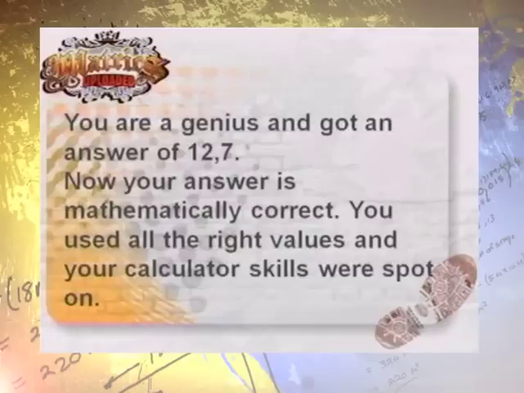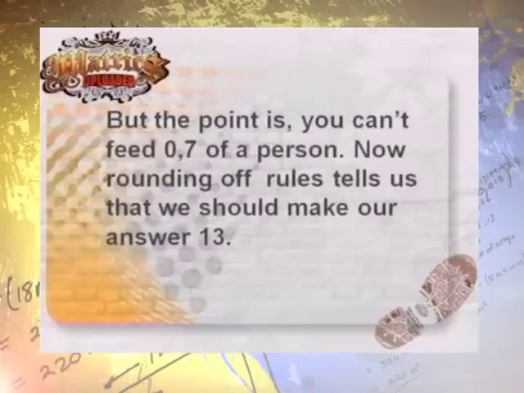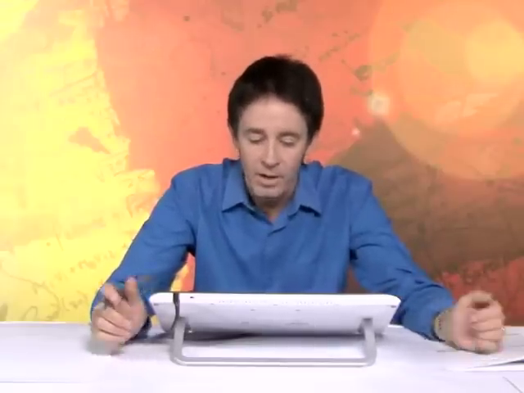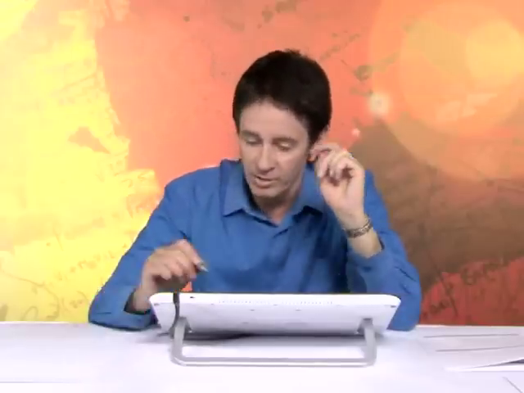The point is, you can't feed 0,7 of a person. The rounding rules tell us to make the answer 13. Your recipe says 12,7 people can be fed, and we would round up to 13. But is the recipe going to cater for 13 people? I don't think so. Check this out.